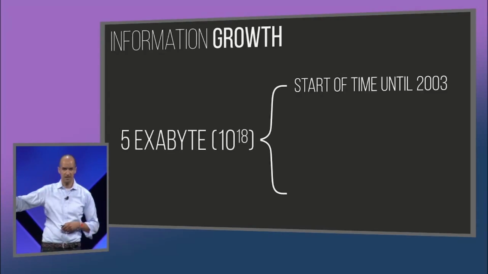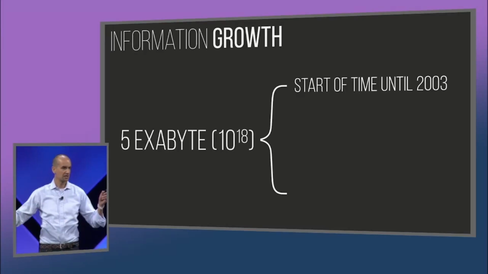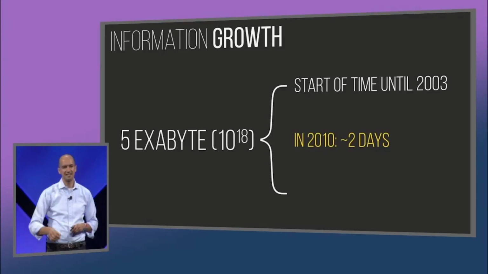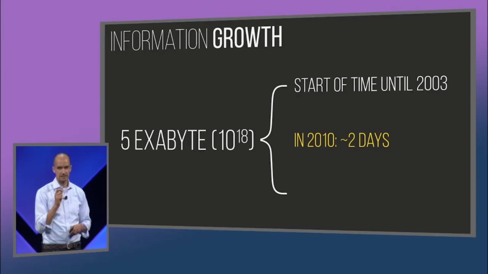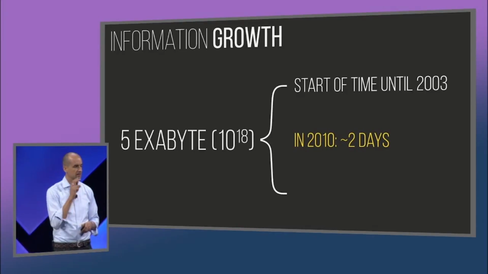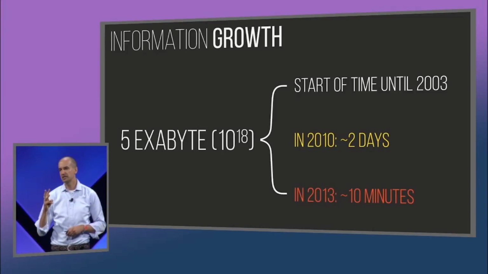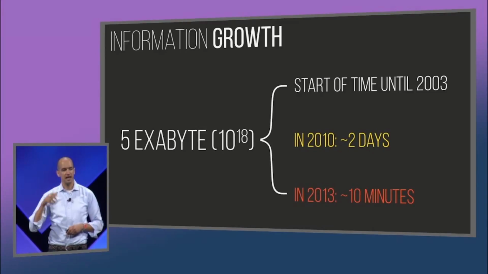It's a 1 with 18 zeros. It's a very large number of data. The same amount of data in the year 2010 we produced in 2 days. All of mankind's data, 2 days. 3 years later, we produced the same amount of data in 10 minutes. That is what exponential curves look like.